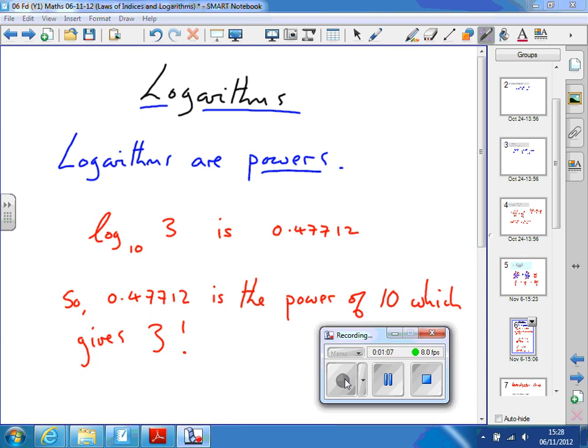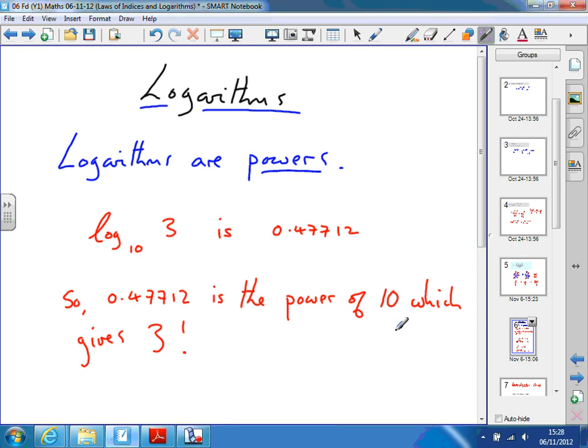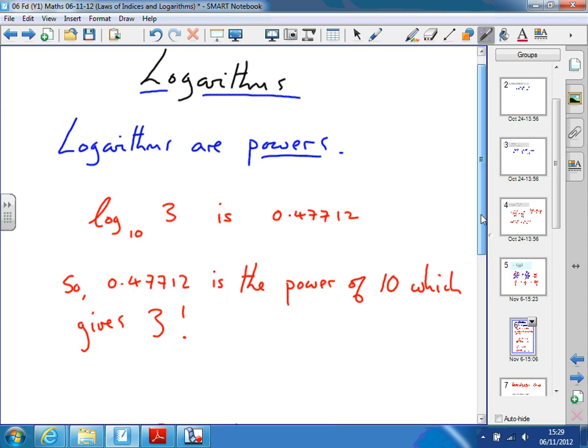Using logarithms turns a number into a power, which can be useful. And the power is to any base we want. So we use 10 because it's a convenient number. So the button on your calculator, if you press log of a number, it gives you the power of 10 that gives that number. Okay? Let's look at an example.